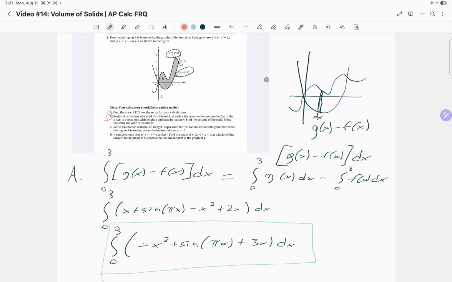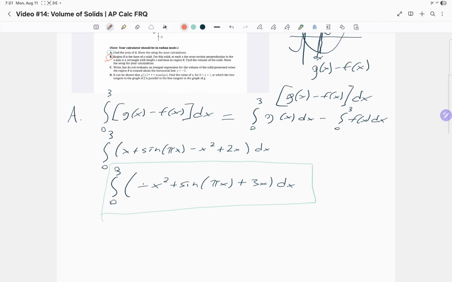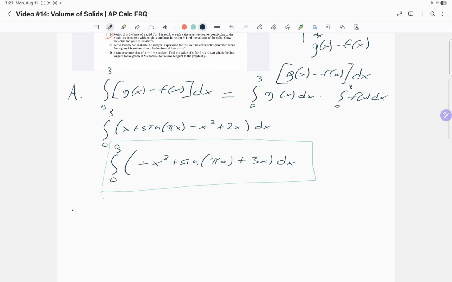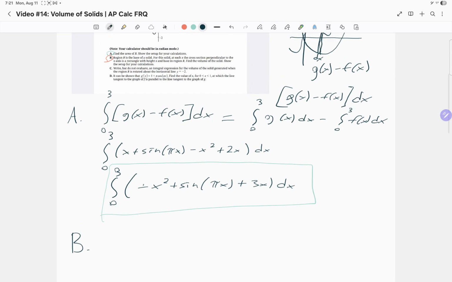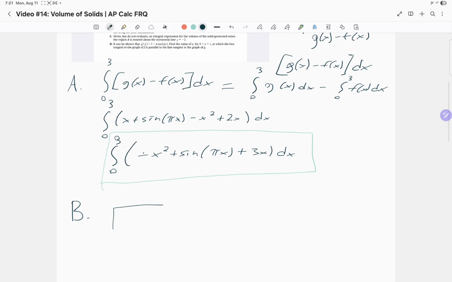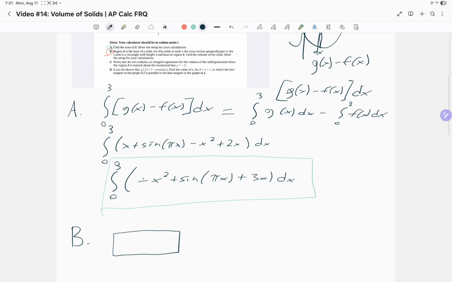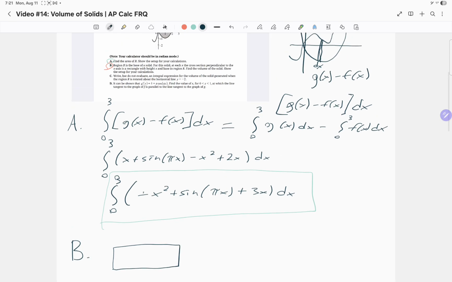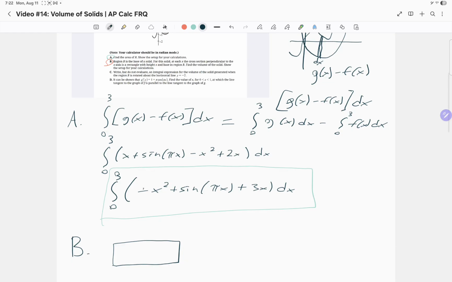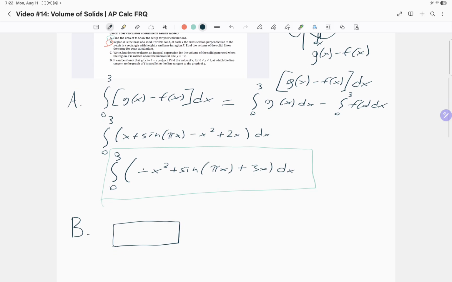Okay, part B, region R is the base of a solid. Okay, so now that region's the base of a three-dimensional solid. For the solid, at each x, the cross-section perpendicular to the x-axis is a rectangle with height x and base in region R. I'm not going to draw a diagram because my drawing skills are horrible, but I will draw a representative rectangle. They tell you that this rectangle is perpendicular to the x-axis, and it has a height x and base in region R. So its height is x, and the base is in region R.